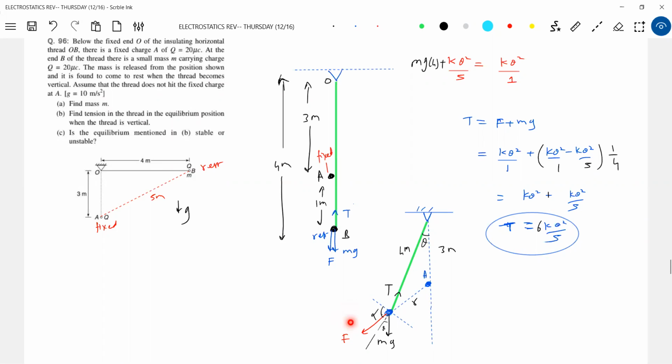I think it is better to calculate potential energy only. We have to compare potential energy here and here, because if they're stable, potential energy should decrease. If they're unstable, potential energy should increase. So there's a point P1, P2. It's better to calculate the potential here. From that only, I think better to analyze.